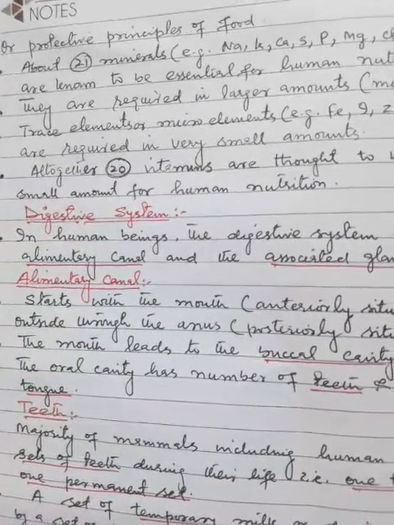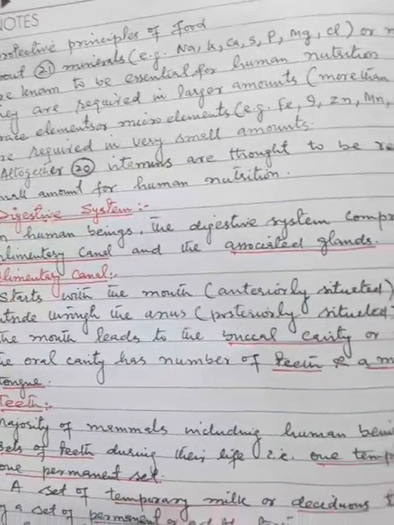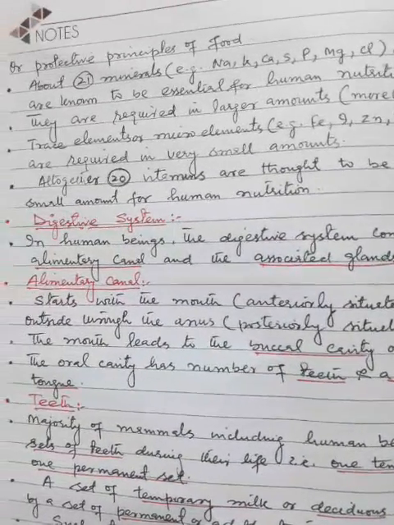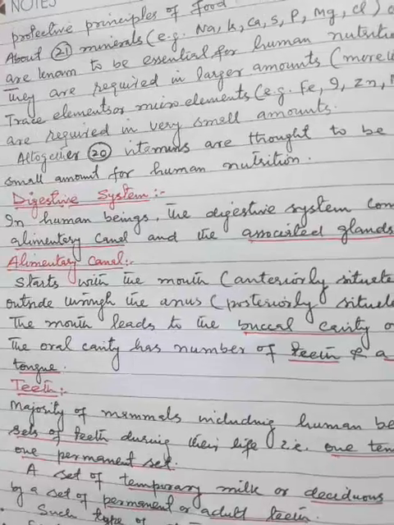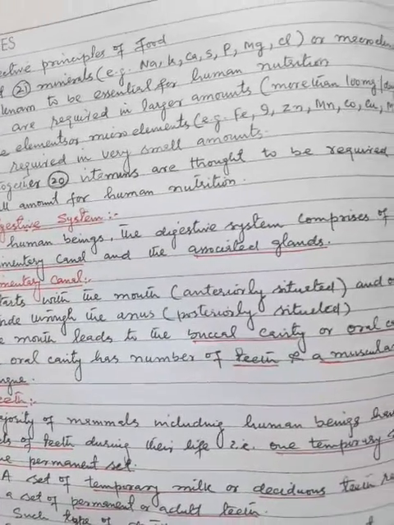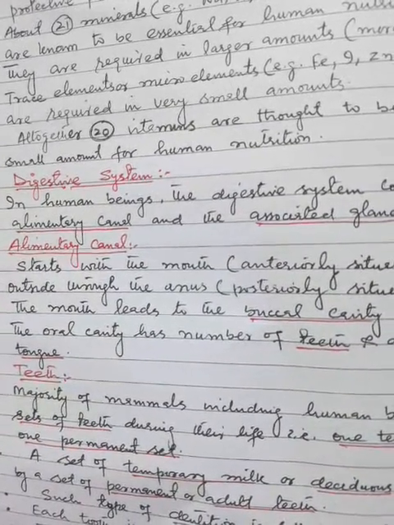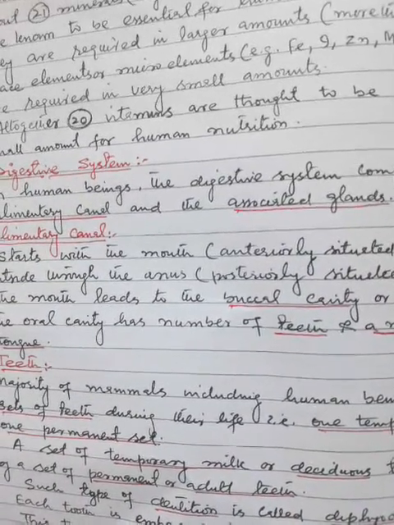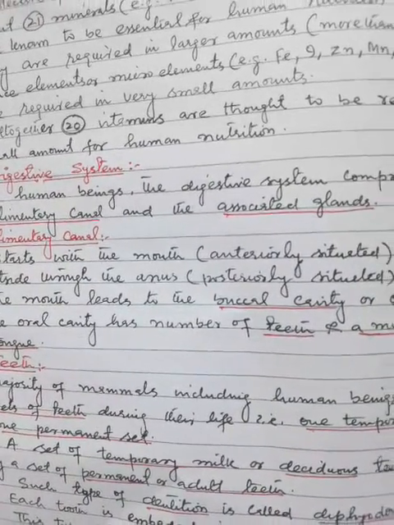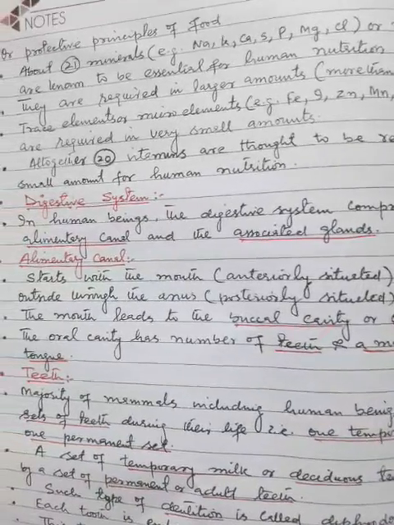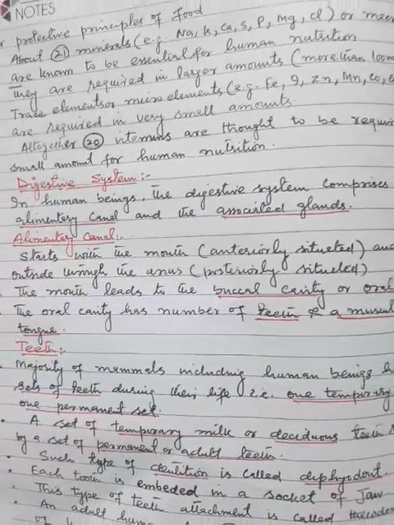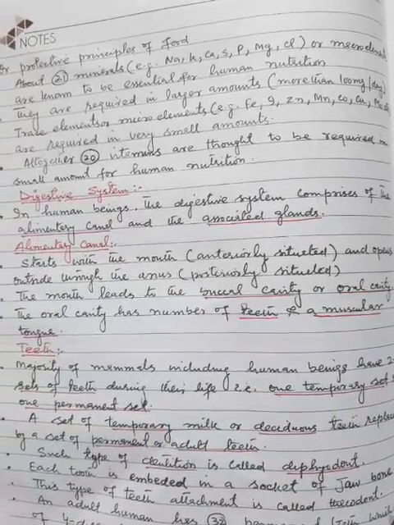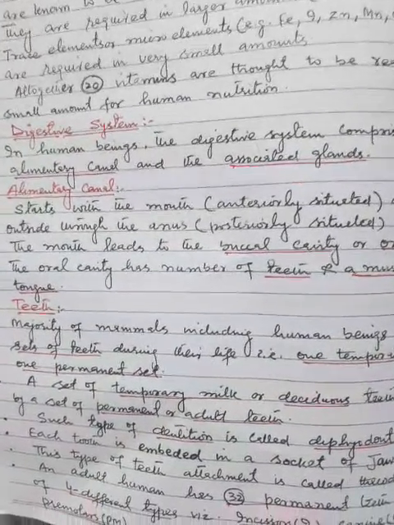Alimentary canal starts with the mouth, which is anteriorly situated, and opens outside through the anus, which is posteriorly situated. The mouth leads to the buccal cavity or oral cavity. The oral cavity has a number of teeth and a muscular tongue.